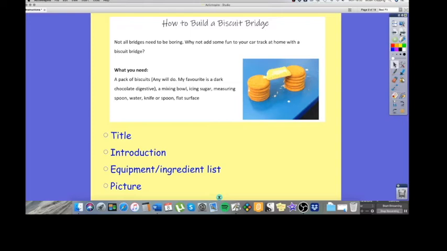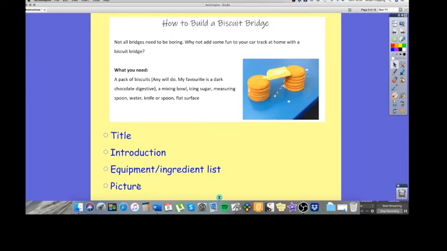So if we look at this, it says how to build a biscuit bridge. Not all bridges need to be boring. Why not add some fun to your car track at home with a biscuit bridge? What you need: a pack of biscuits, any will do. My favourite is a dark chocolate digestive, and that is true. A mixing bowl, some icing sugar, a measuring spoon, water, knife or spoon, and a flat surface to build your bridge on.